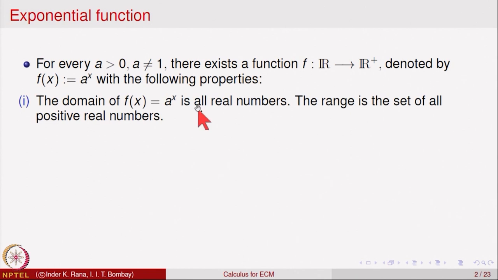1, the domain of this function is all real numbers, so it is defined for all real numbers. The range is the set of all positive real numbers. So, that means for every positive real number y, there exists a real number x such that a raised to power x is equal to y. So, the domain is the set of all real numbers and the range is the set of all positive real numbers.